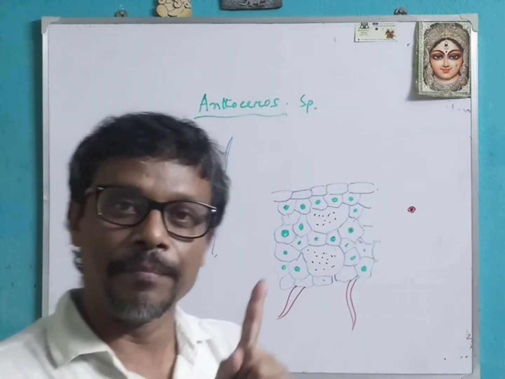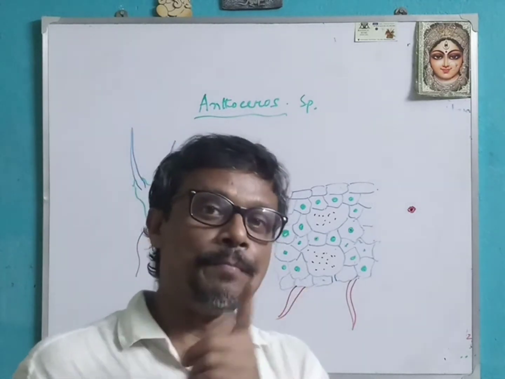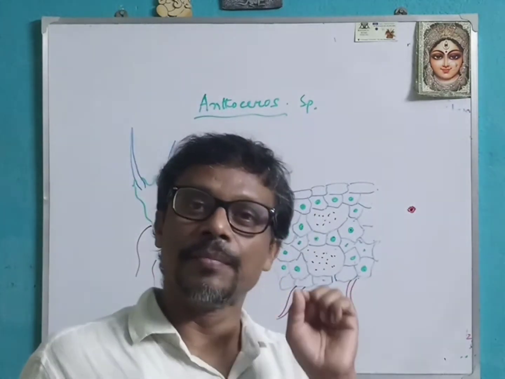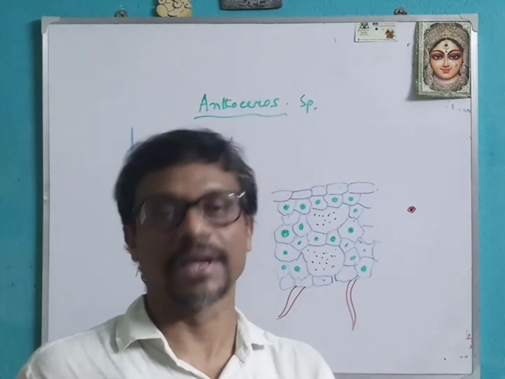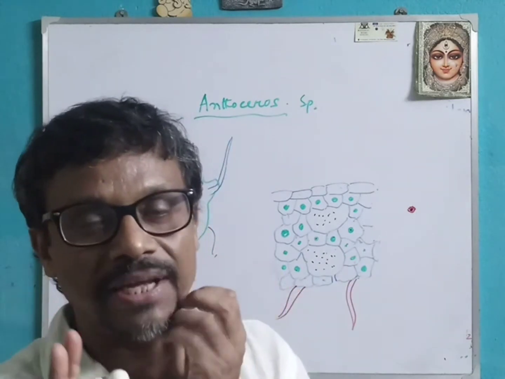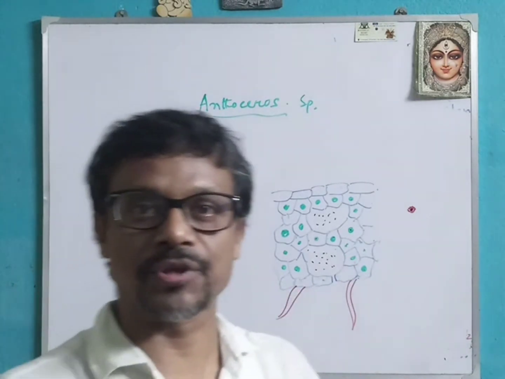Sir, Anthoceros may be monoecious, may be dioecious, or heterothallic, may be homothallic. Means that the same thallus bears male and female reproductive structures.